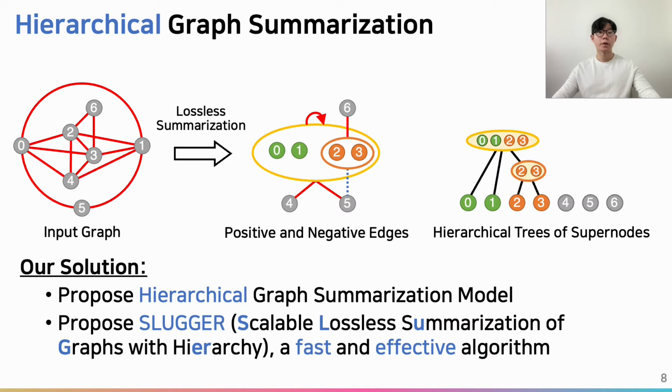We propose the hierarchical graph summarization model to address the aforementioned problem, which generalizes the previous graph summarization model while inheriting its advantages. Our new model is capable of naturally and concisely representing hierarchical structures. In addition, we propose SLUGGER, a fast and effective lossless hierarchical graph summarization algorithm for concisely and exactly representing a given graph under our new model.